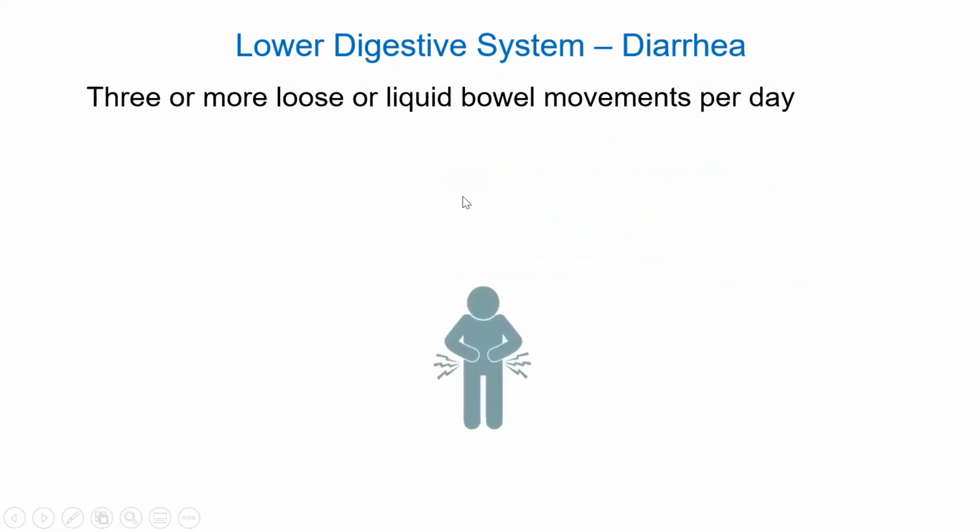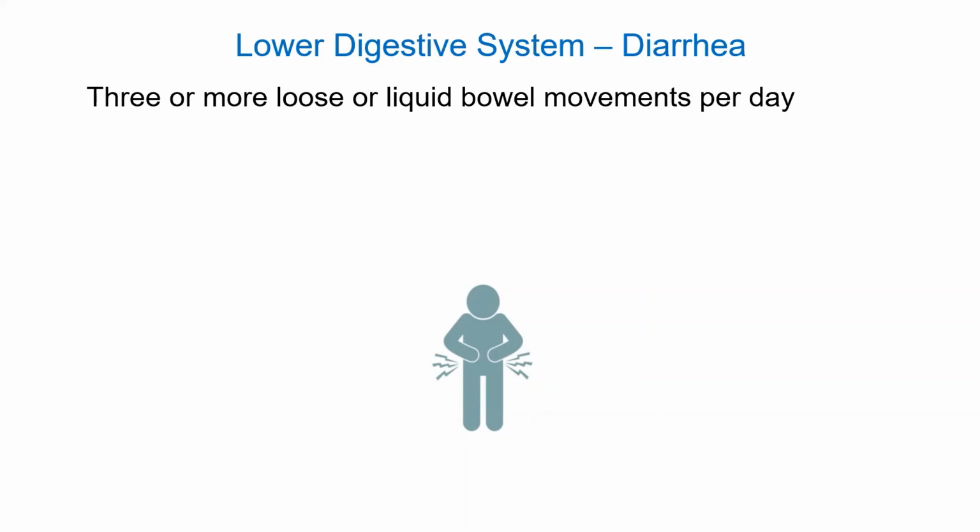So let's talk about the lower digestive system. And when we're talking about the lower digestive system, we're often talking about diarrhea. The definition is that it's more loose or liquidy than normal. A lot of physicians will define it as 3 loose or liquid bowel movements a day. So if you have one, apparently that doesn't count.